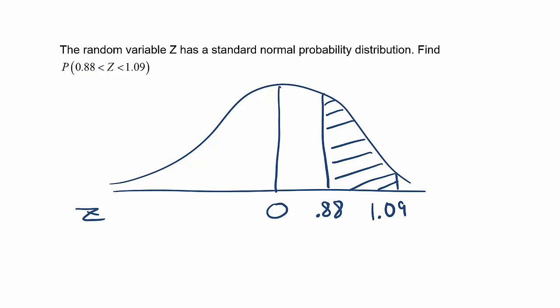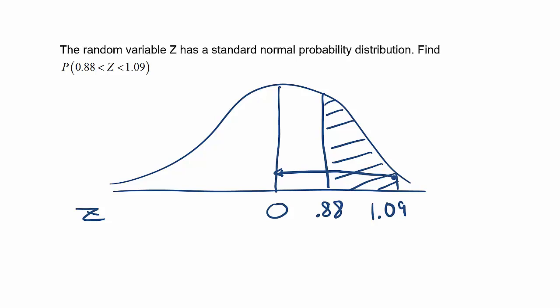For example, what happens if I look up 1.09 on my z-chart? Well, I'll get the area from here all the way to the center, which gives me all of the area I want, right? But then it goes past that and gives me area I don't want. So it has too much area. The answer will be too large.